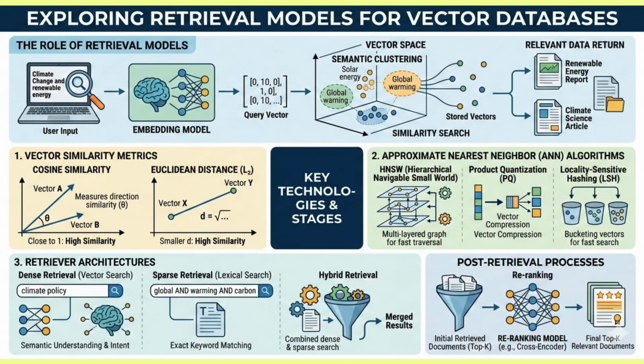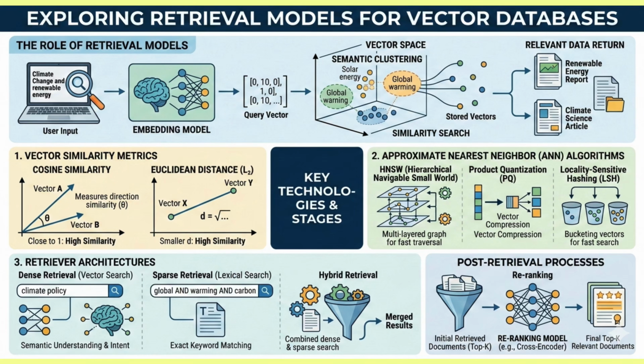Retrieval models in the context of vector databases are the sophisticated systems and the algorithms that govern how relevant information is efficiently and accurately fetched from the database using vector embeddings. They are the core mechanism that enables semantic search, where the system searches based on the meaning or context of a query, rather than just exact keyword matches.